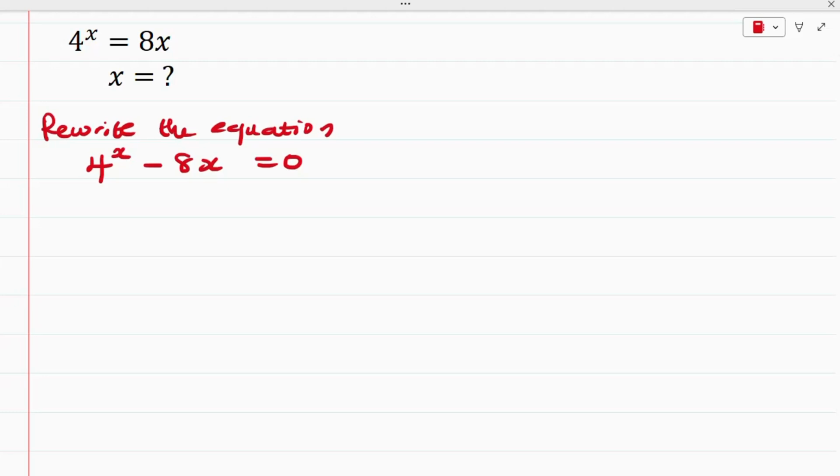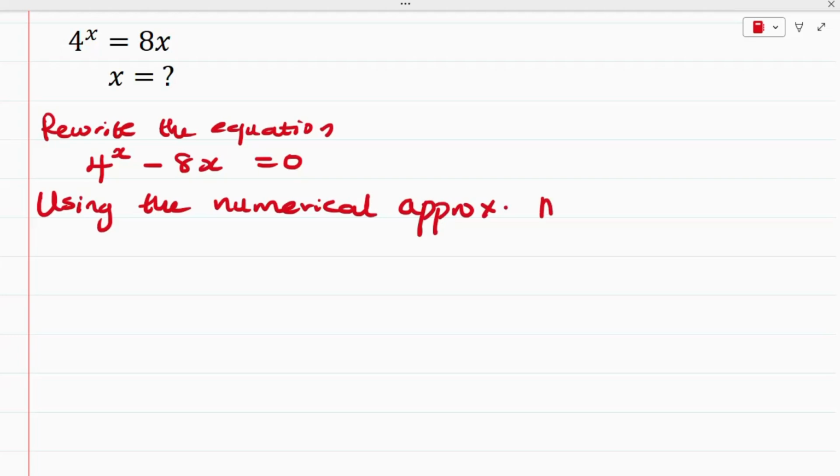Now hence, analyzing this equation, it cannot be solved algebraically. However, we can solve it using two approaches. You can either make use of the numerical approximation method or the graphical method. For the course of this video, I'm going to solve this using the numerical approximation method. Using this method, you want to start with an initial guess for x.